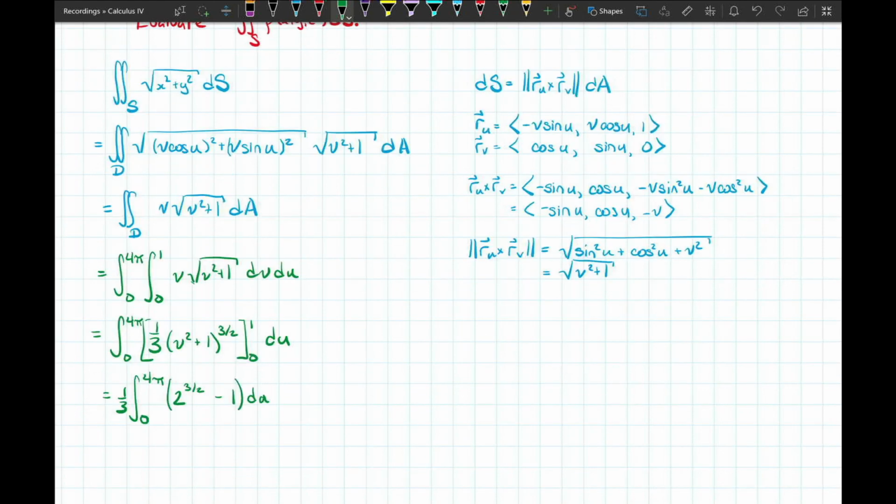When we evaluate from v equals 0 to v equals 1, we get a constant, 2 to the 3 halves minus 1. Since we're just integrating a constant from u equals 0 to u equals 4 pi, we simply multiply that by 4 pi. And we are left with 4 over 3 times (2 root 2 minus 1) pi. That would essentially be the mass of this corkscrew given that density function. And there we are. That's basically just turning surface integrals into double integrals. We're pretty comfortable with double integrals at this point, hopefully, and so you can just translate all of those skills onto a three-dimensional surface.